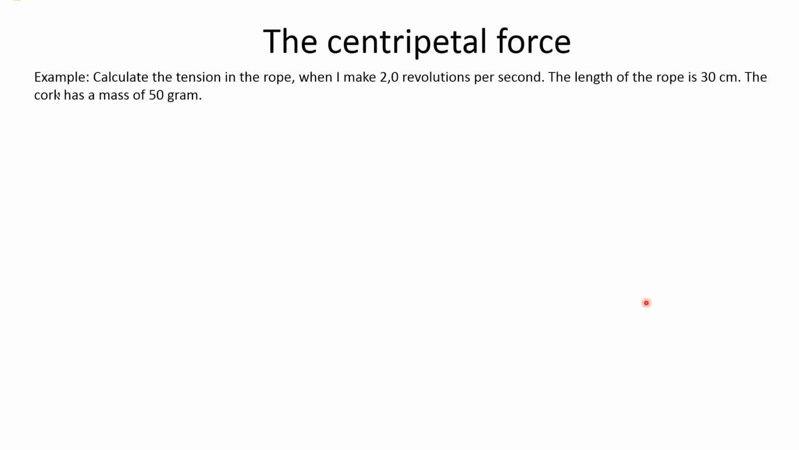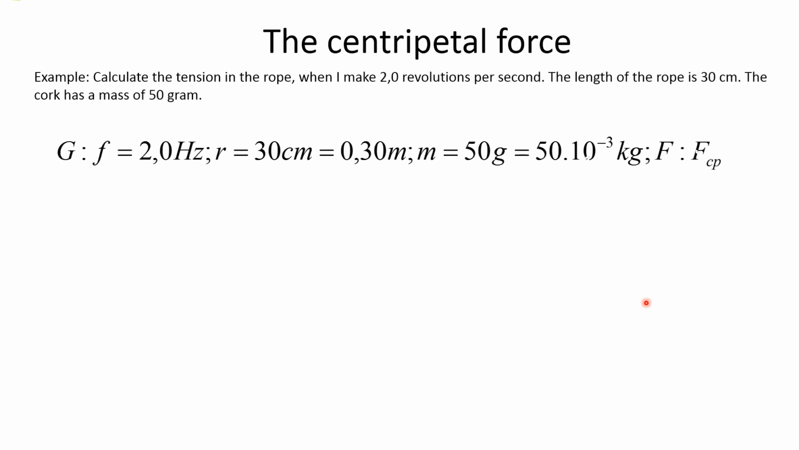Let's do it in an example. Calculate the tension in the rope when I make 2 revolutions per second. The length of the rope is 30 centimeters. The cork has a mass of 50 grams. Given is a frequency of 2 Hz, 2 revolutions per second, a radius of 30 centimeters, which is 0.30 meters, a mass of 50 grams, which is 50 times 10 to the power minus 3 kilogram, and what we need to find is the centripetal force.